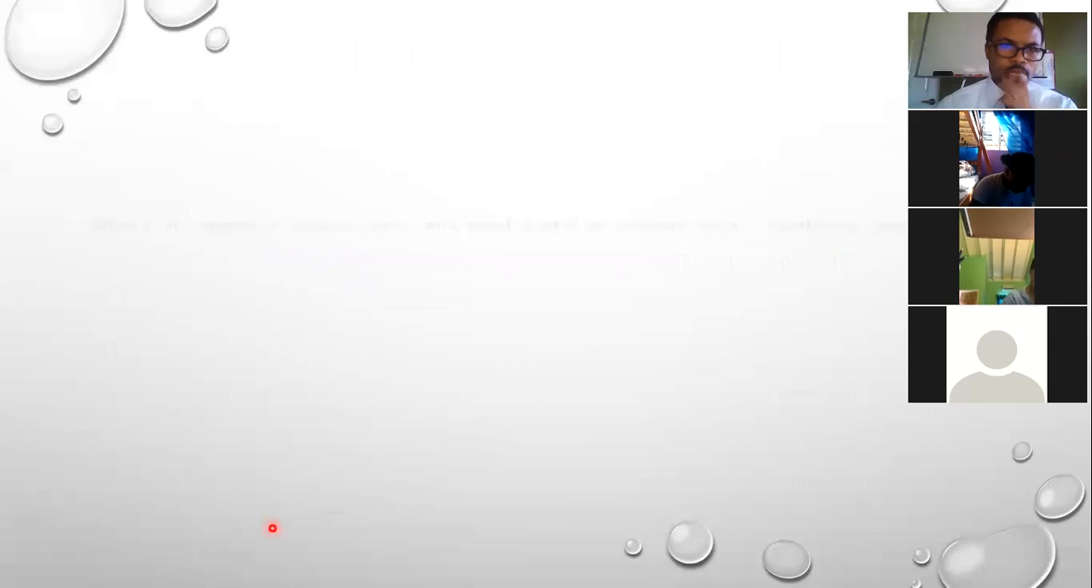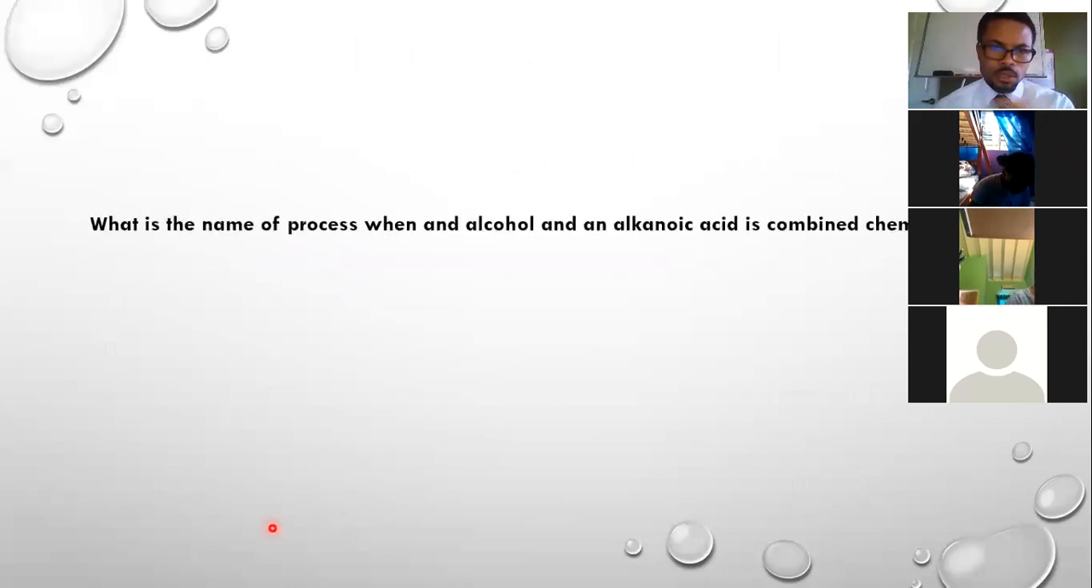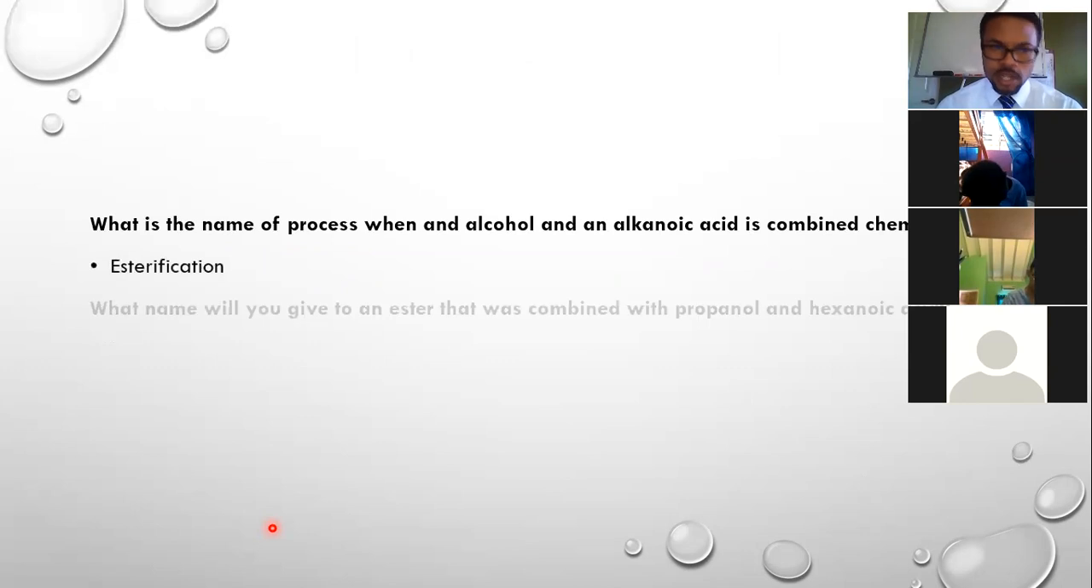We have two more questions, I believe. The first question says, what is the name of the process when an alcohol and an alkanoic acid are combined chemically? Anybody? I think Khadija. Esterification. You all get it right on the bat. So that's correct. Esterification is correct.